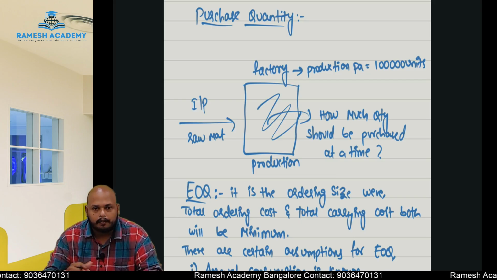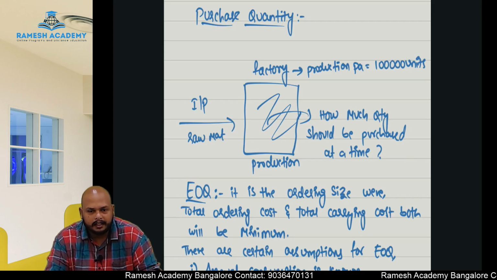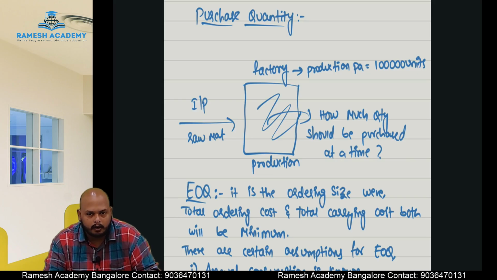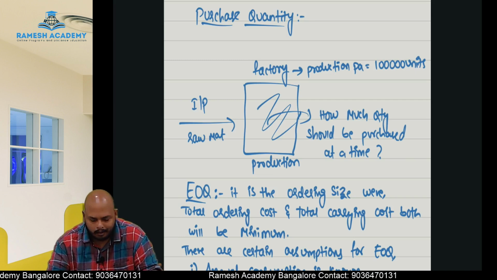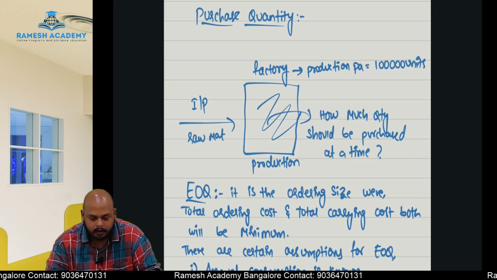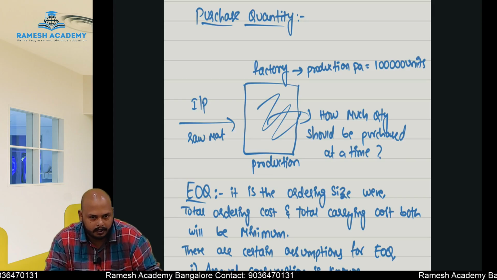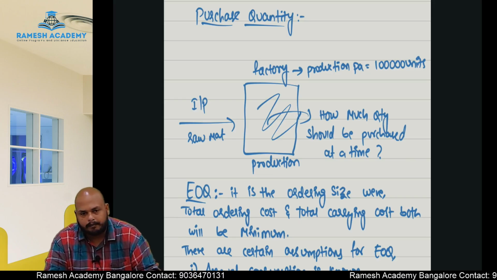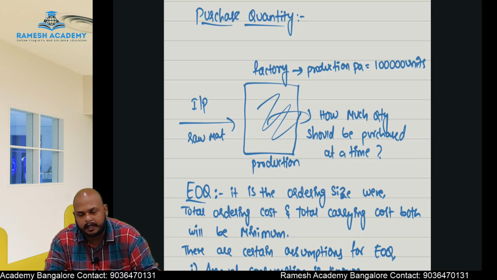Okay? So, purchase quantity. Basically, what do we mean by purchase quantity? Generally in manufacturing organizations, raw material is given as an input and they convert that raw material into finished goods. Let's take yesterday's example. In a factory, the production per annum is 1 lakh units. So how much quantity should they purchase from the supplier at a time?